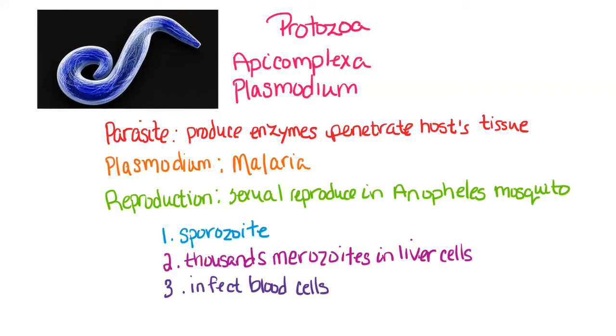Now, sporozoites are able to go through schizogony. They will be able to multiply into thousands of merozoites that can then infect the liver of the host. From there, the blood is then infected.